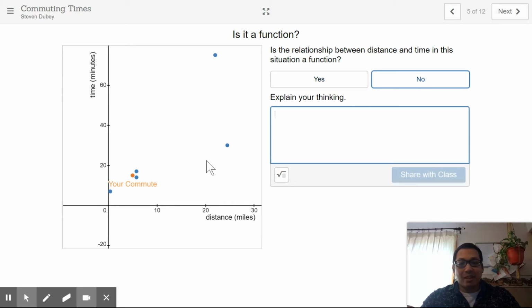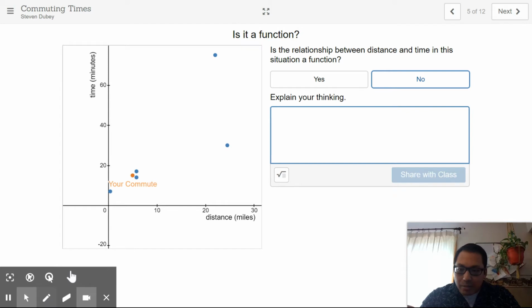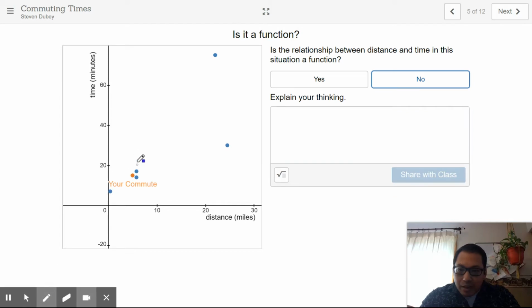Take a look at these two dots, or just think about your own commute. Do you always know exactly how long it's going to take you to get to school? It's changing, right? You live the same distance away, but do you always know exactly how long it's going to take? And the answer to that is no, you don't. There's some variability. There's some changes. If you look at these two dots right here, let me highlight this. These dots represent students who live the same distance away, but take different times.